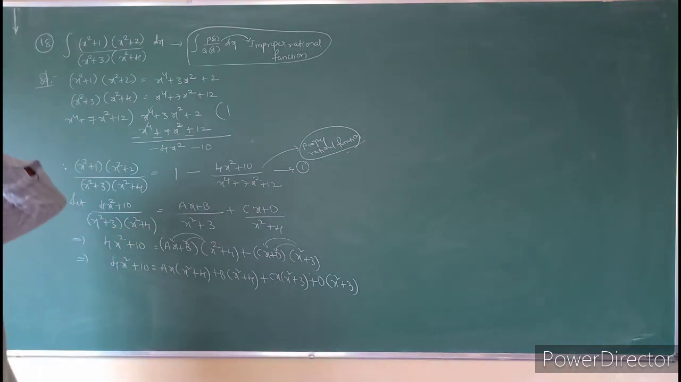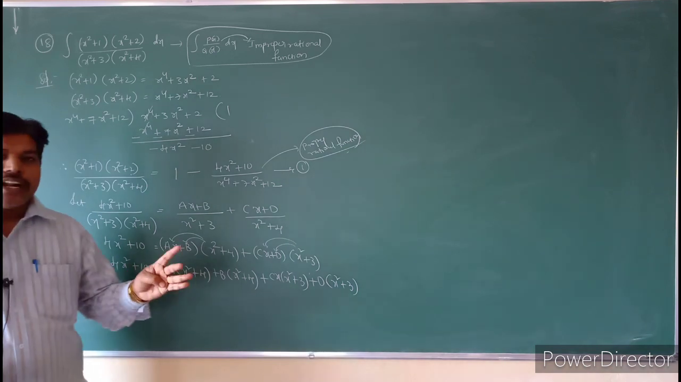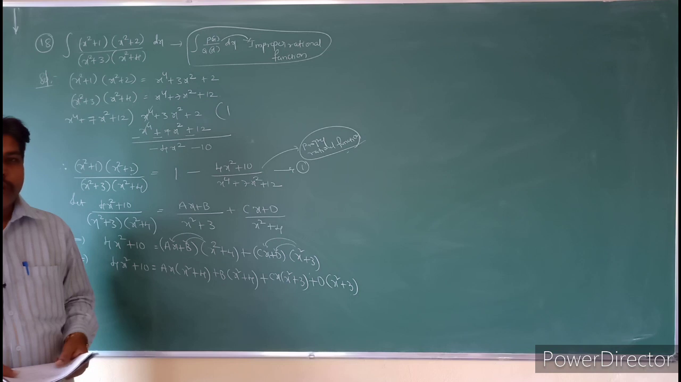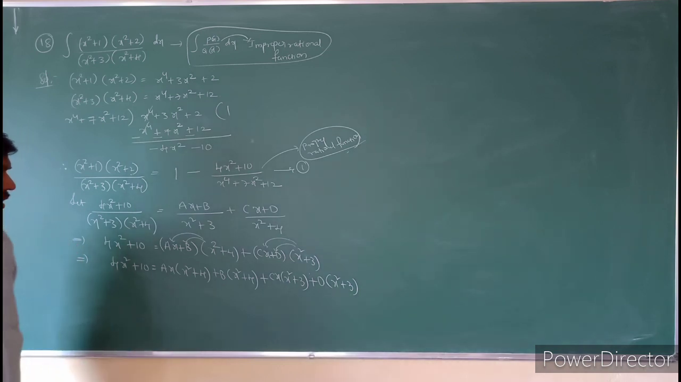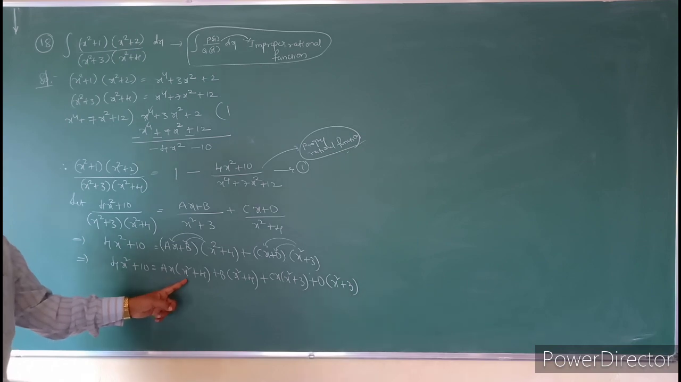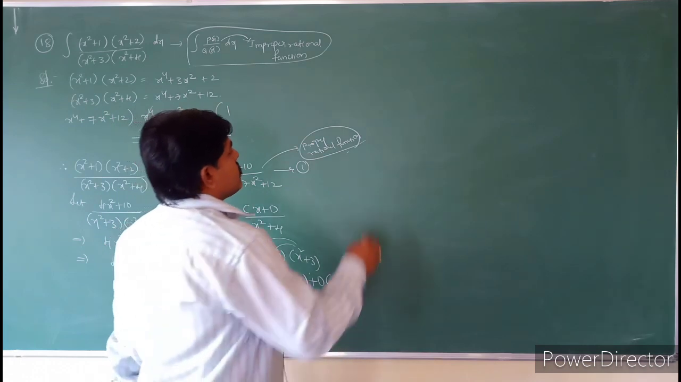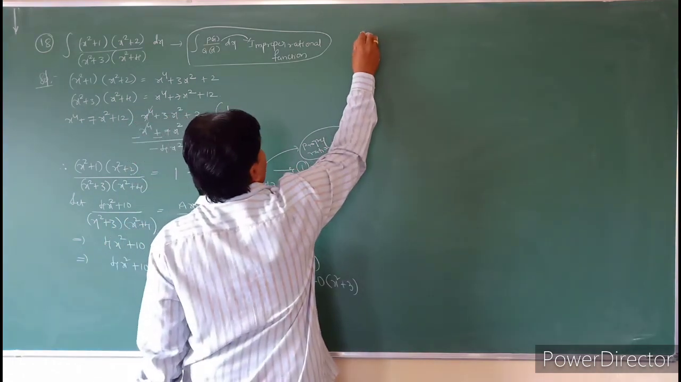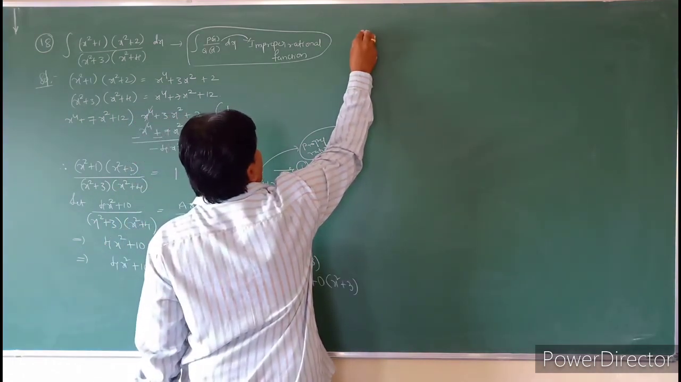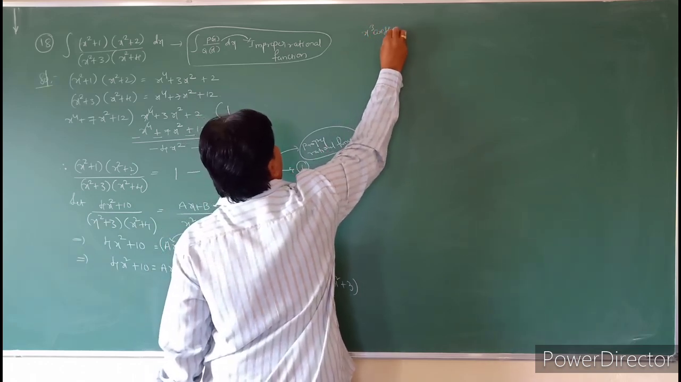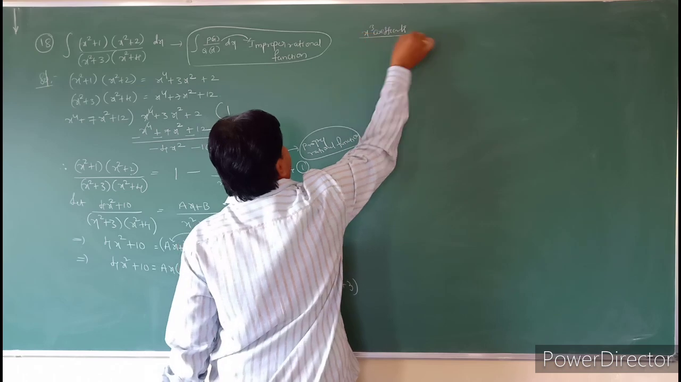So after getting this value, you have to calculate a, b, c and d. Four unknown values you have to calculate. So first, the highest degree is x into x into x, that is x cube. So first I will take that. See that carefully, students. x cube coefficients, I am taking the x cube coefficients.